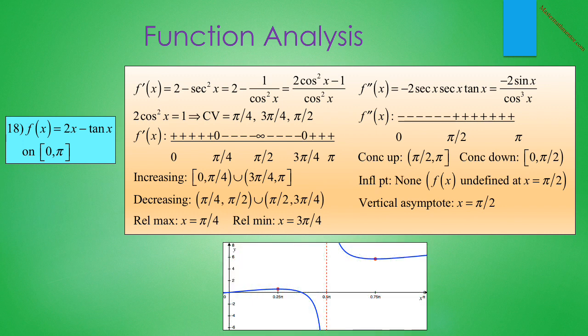Our relative max is at pi over 4, and the corresponding y-coordinate is pi over 2 minus 1, while our relative min is at the point 3 pi over 4, and the y value is 3 pi over 2 plus 1.